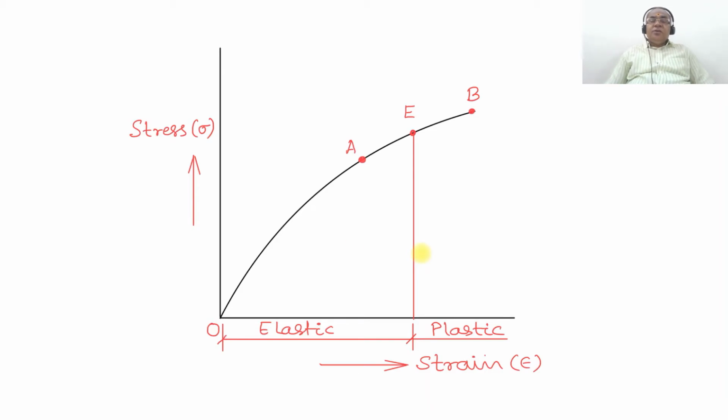So within this elastic region from O to A, what happens? When the material is subjected to external forces, it is deformed. When you plot stress versus strain, you get this particular shape. On the removal of the load, the material goes back along the same path as OA.